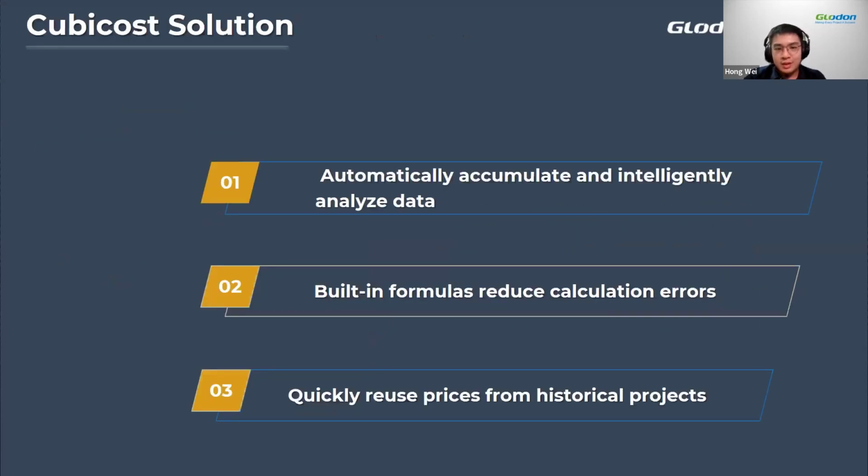Okay, so in TBQC, the solution that they are able to provide is, number one, it is able to automatically accumulate and analyze the cost data. Not only that, there's also a built-in formula to reduce the calculation error. This part is specifically for the build-up unit part, which I will show you later. And lastly, in TBQC, there's a resource library which you can use to quickly reuse these project rates for your future projects.